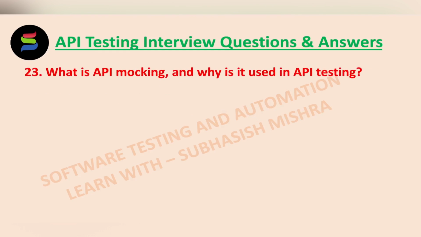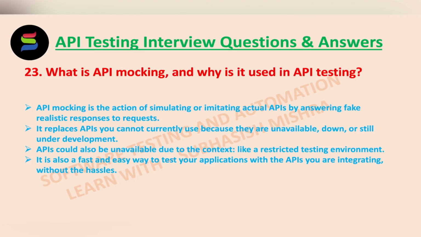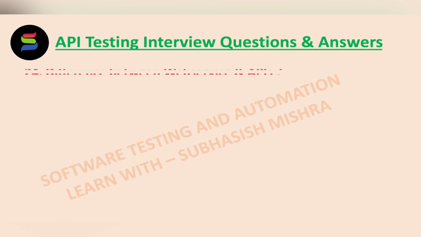What is API mocking and why is it used in API testing? API mocking is the action of simulating or imitating actual APIs by answering requests with fake realistic responses. It replaces APIs you cannot currently use because they are unavailable, down or still under development. APIs could also be unavailable due to context like a restricted testing environment. It is also a fast and easy way to test your application with the APIs you are integrating without the hassles. We will move to the next question.